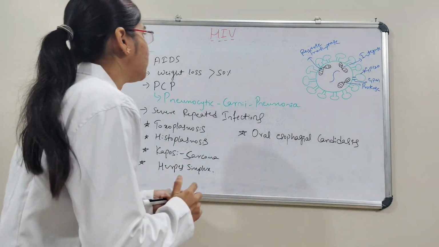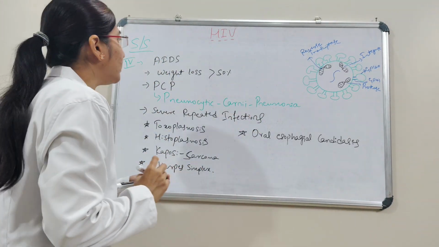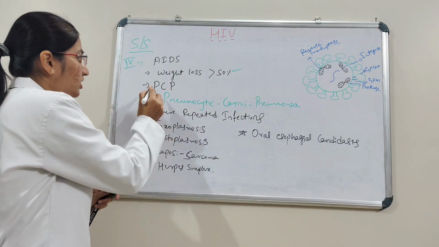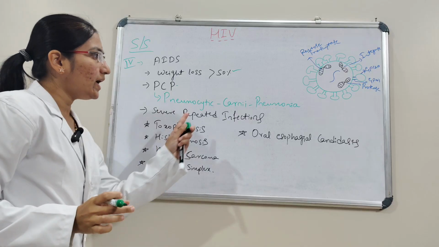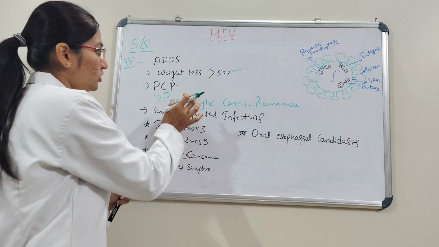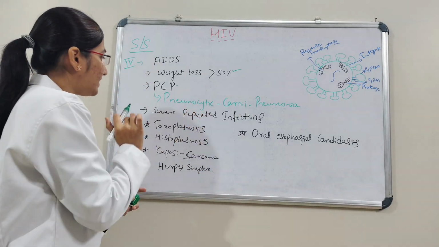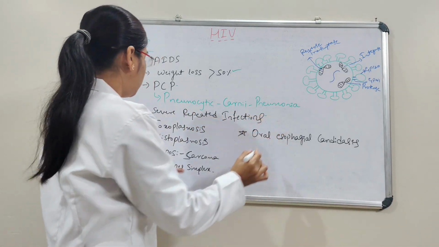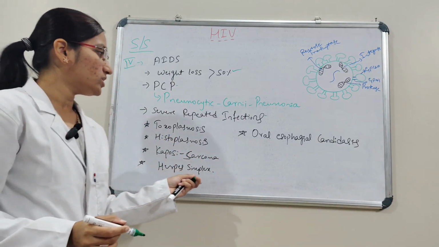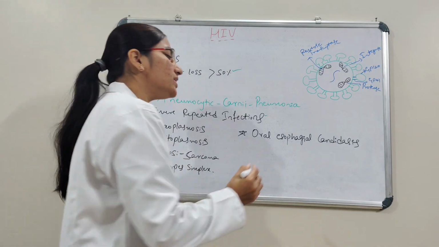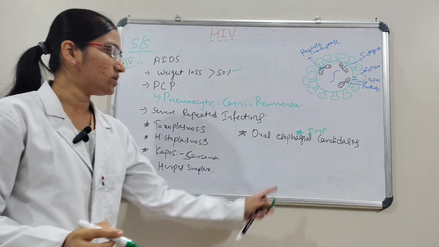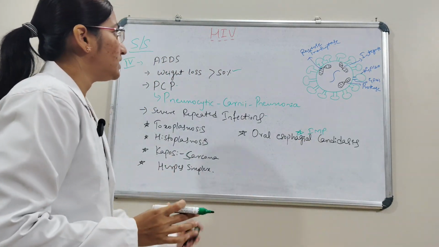Next we'll see the signs and symptoms in the fourth stage, that is AIDS, acquired immunodeficiency syndrome. Here weight loss will be more than 50%, and then PCP, that is Pneumocystis pneumonia. Here it is the most common opportunistic infection in the world. Person dies here, and then severe repeated infections like toxoplasmosis, histoplasmosis, Kaposi sarcoma, herpes simplex, and then oral and esophageal candidiasis. Here it is an important thing. When it comes to the esophagus, person dies. These are the signs and symptoms.